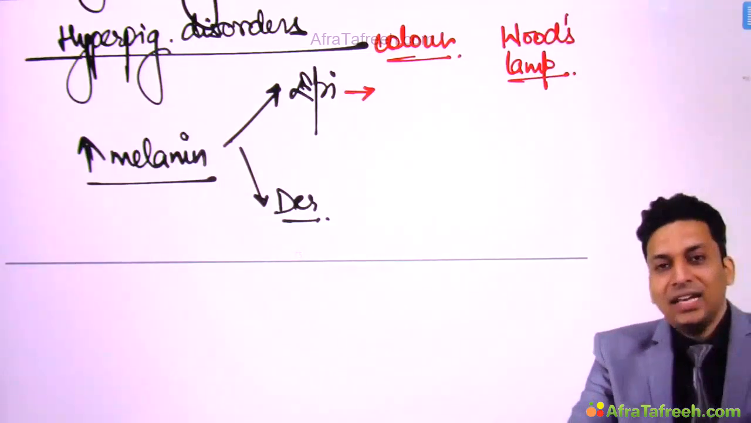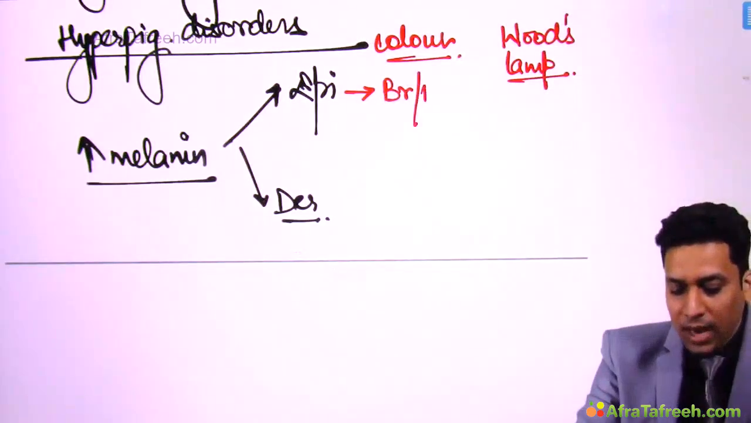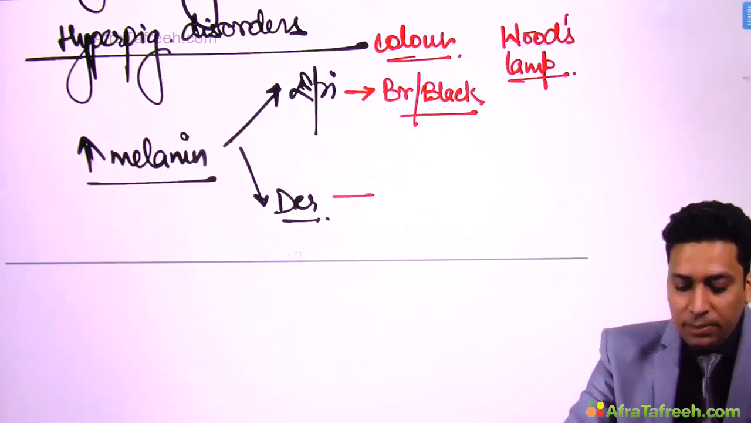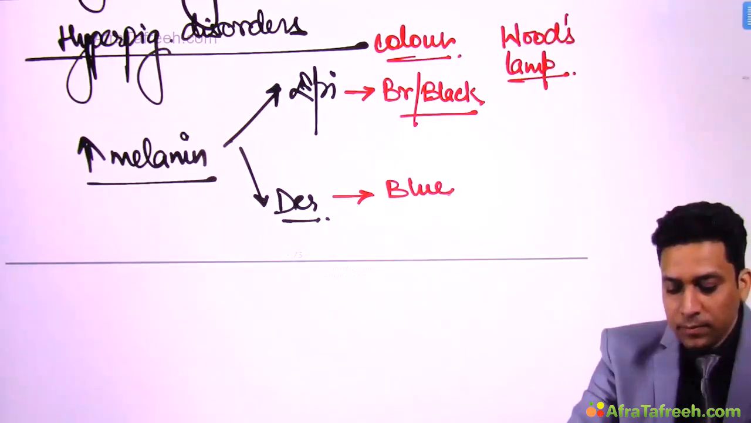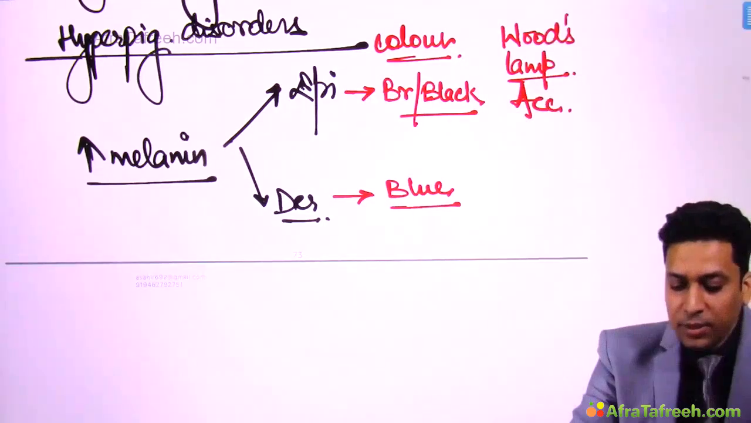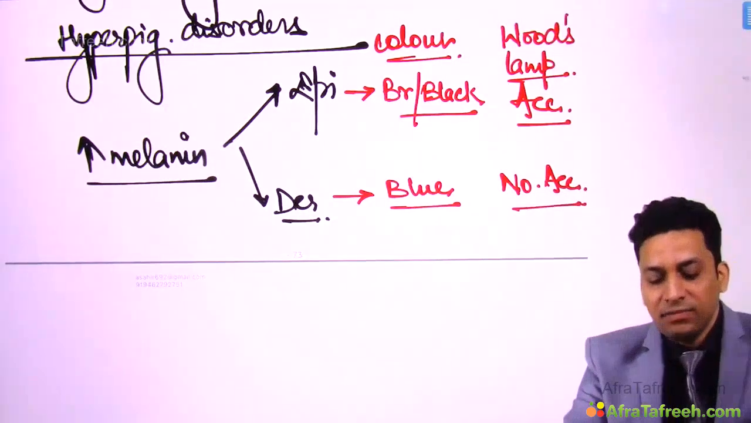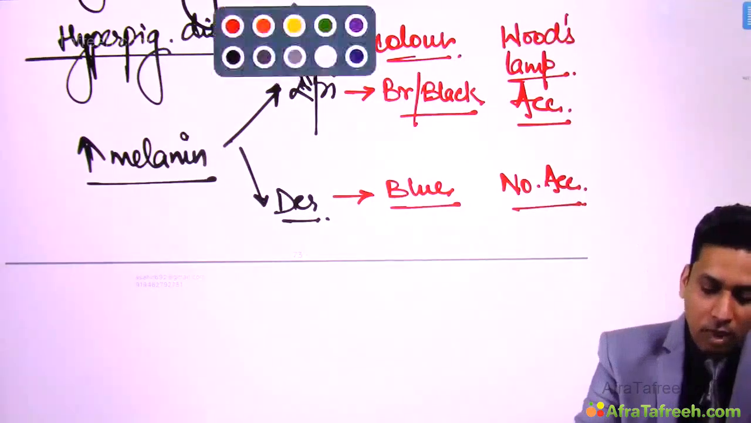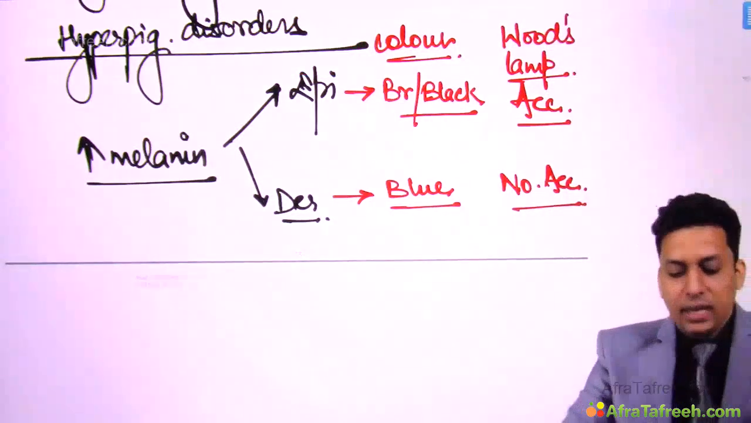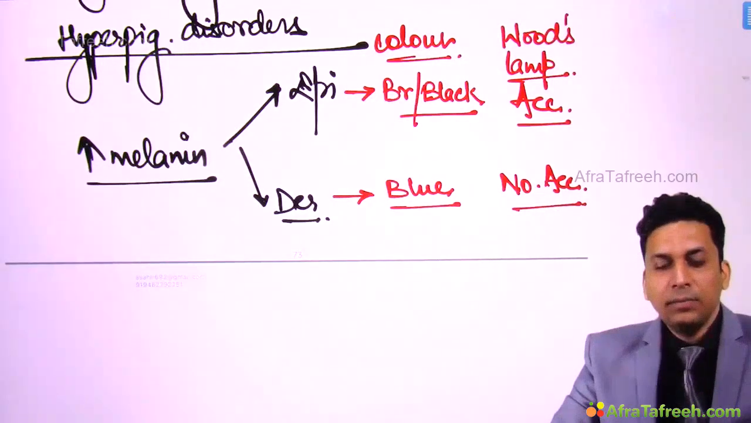Now, how can you differentiate? When the excessive melanin is present in the epidermis, the lesions appear brown or black in color, while when it is present in the dermis, it appears blue in color. Under Wood's lamp light, this epidermal melanin accentuates. It appears more dark, while there is no accentuation, no darkening under Wood's lamp light if the melanin is excessively present in the dermis. Now, we all know that melanin is brown or black in color, so the lesions also appear brown and black in color.